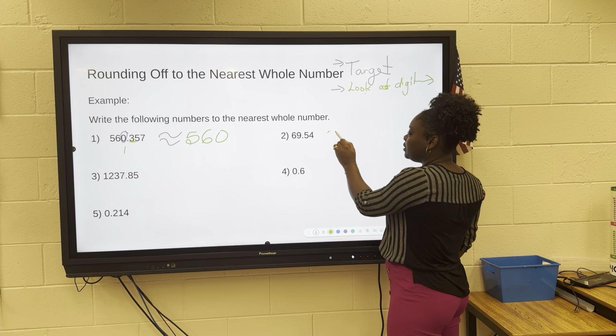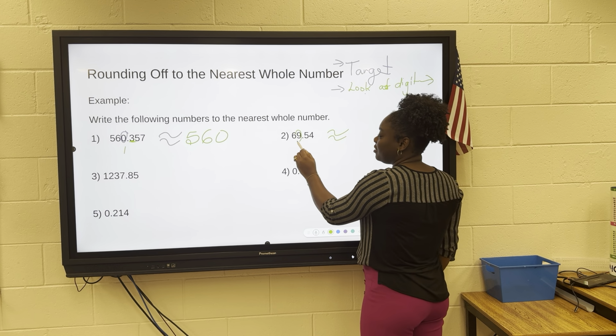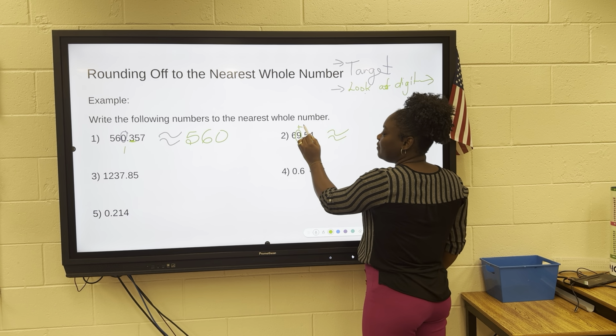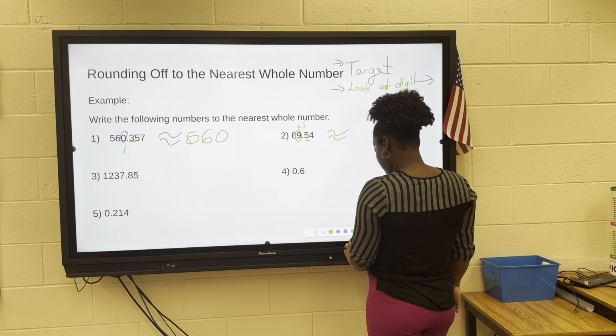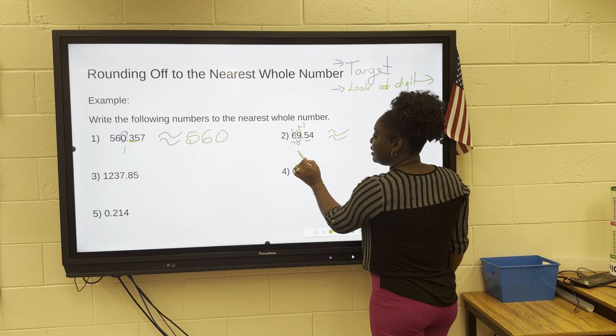Let's try this one. What's our target? If you said 9, that's very correct. Alright, the digit to the right is 5, so we're adding 1 to our target. So that's 1 plus 9 equals 10, so we're adding 1 right there, 0, so that's 70.